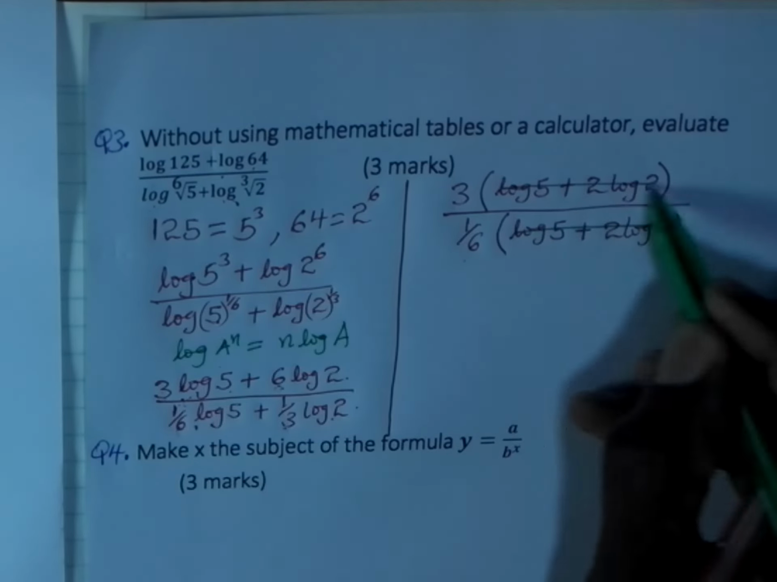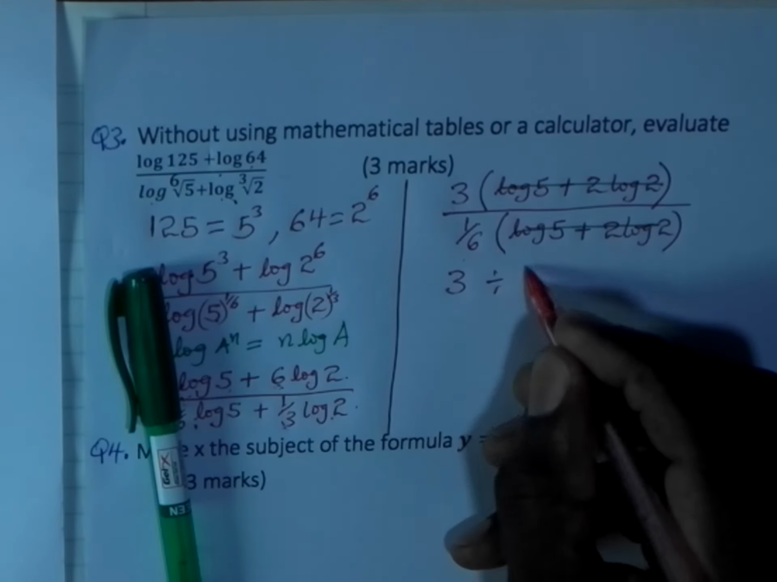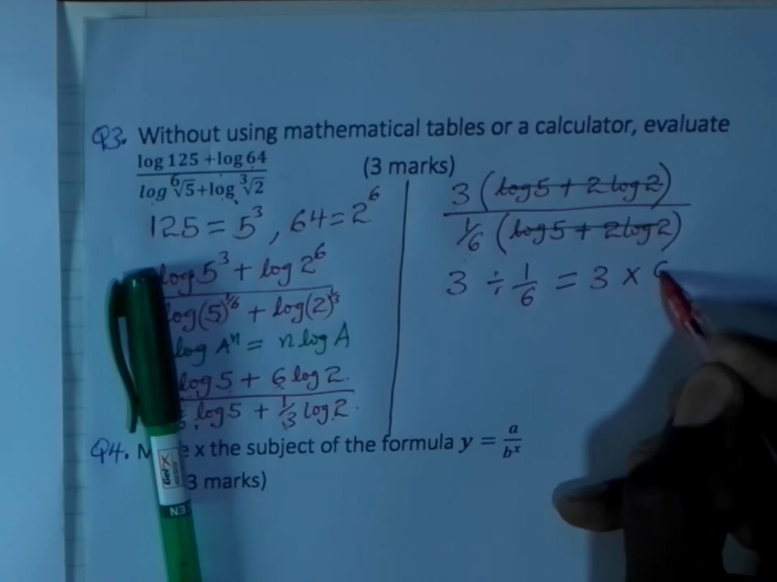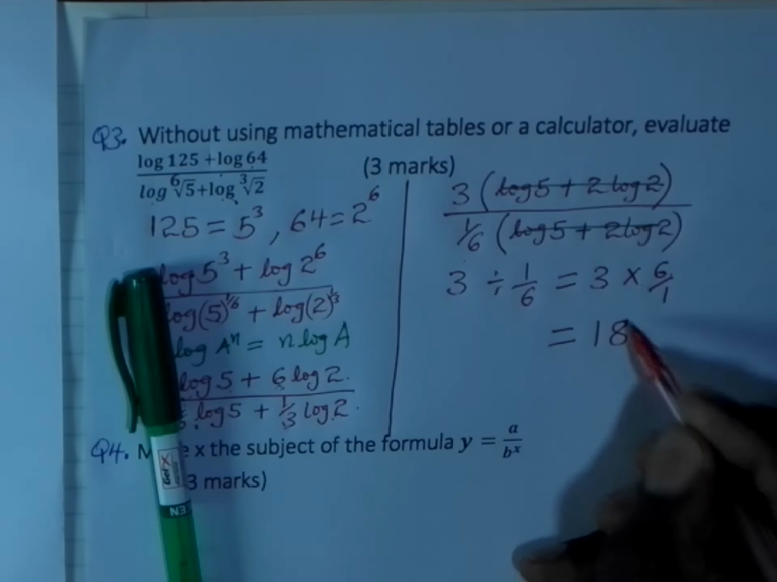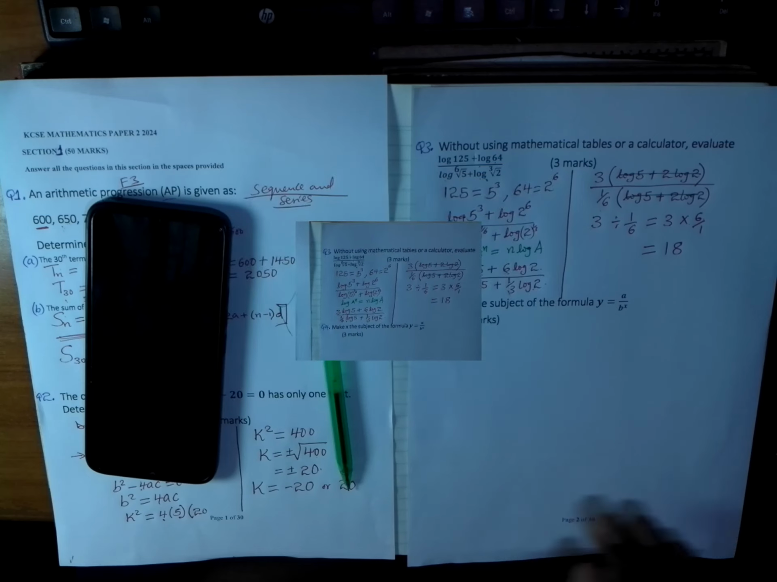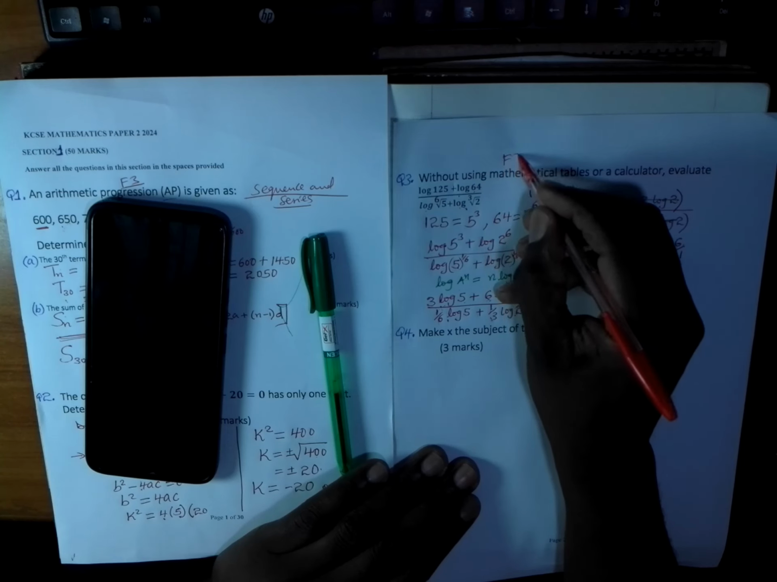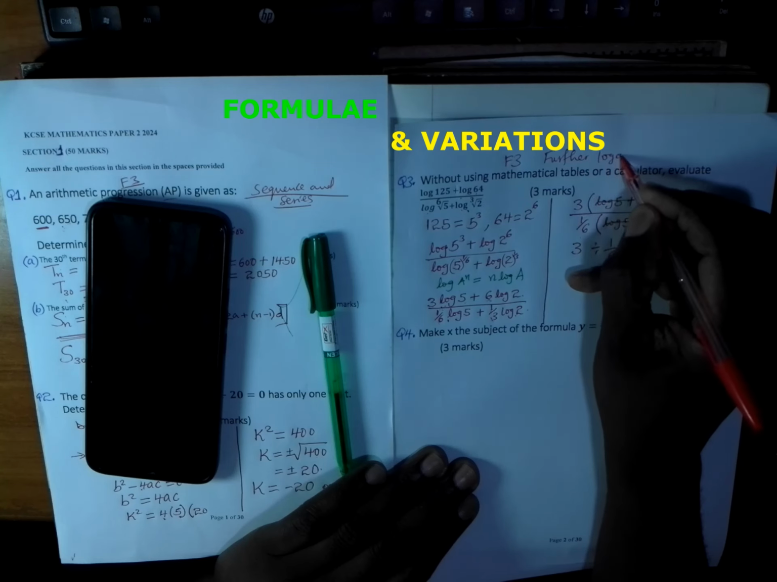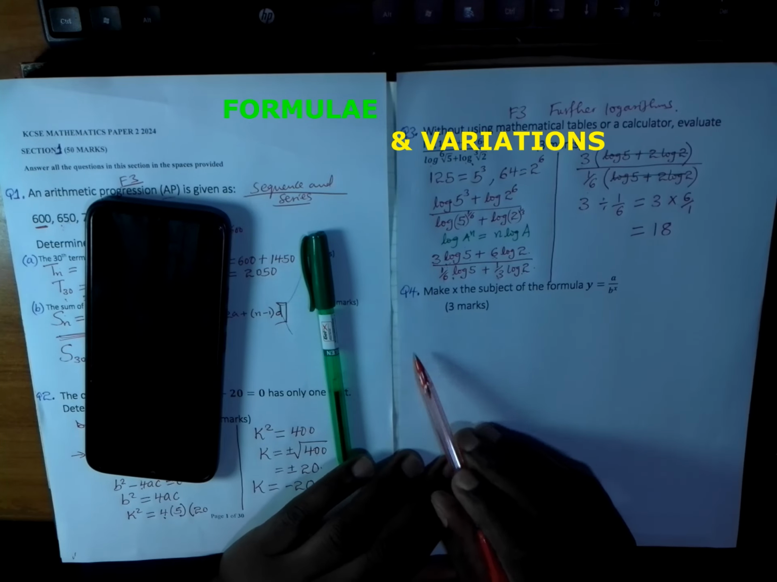So this will cancel out, and therefore we end up having 3 divided by a sixth, which is the same as 3 times the reciprocal, 6 over 1. So we end up getting 3 times 6, which is 18. So that's question number 3. And this question number 3 is from form 3 work, topic on further logarithms. So we proceed to question number 4.